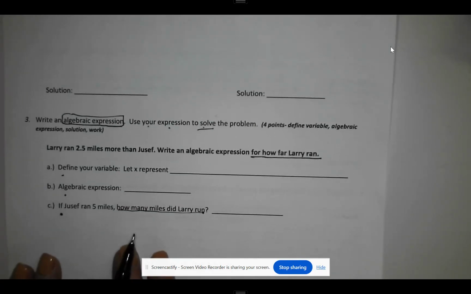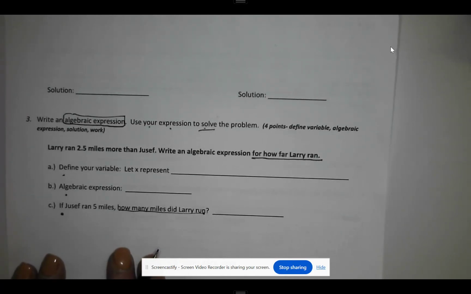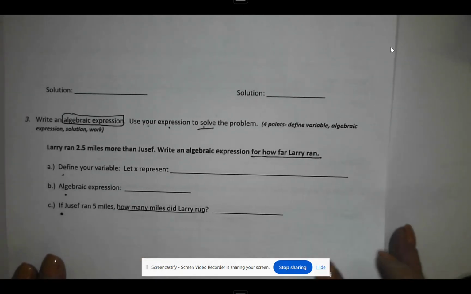Make sure that you use all your strategies, including a table, to see what math operation you would use for this problem. Pause this video and solve.